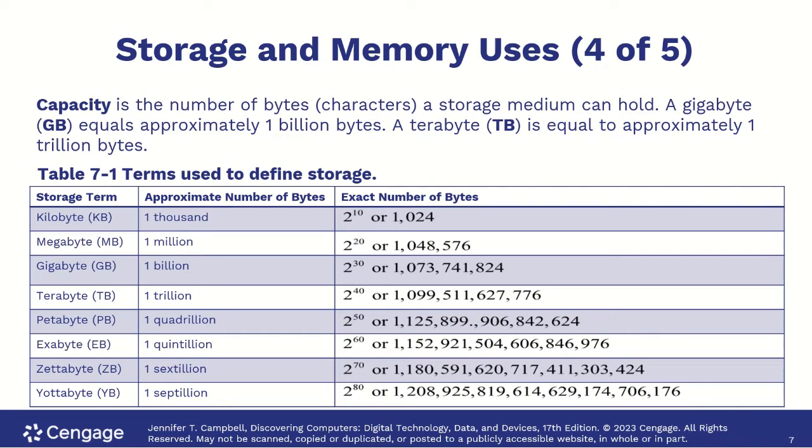Storage and memory capacities. If you think about the capacity, then we have to quantify capacity as the number of bytes, that is the characters, a storage medium can hold. A gigabyte (GB) equals approximately 1 billion bytes. A terabyte is approximately 1 trillion bytes. You can see in this table the storage terminologies, how many bytes there are, and the exact number of bytes in the numerical expression.